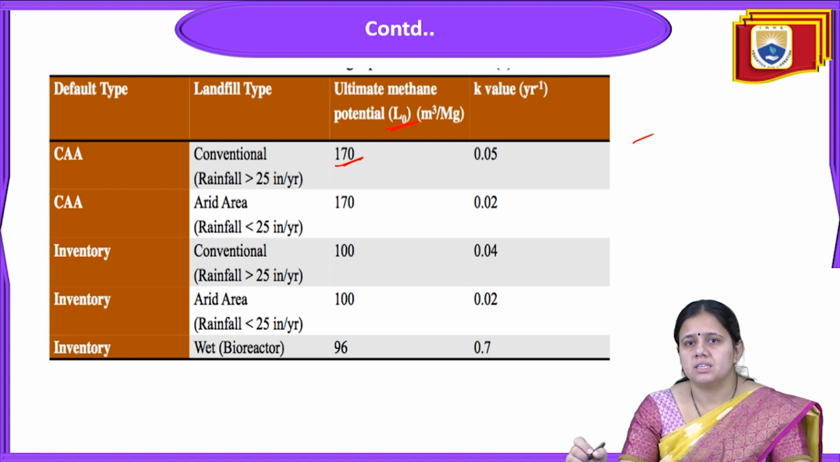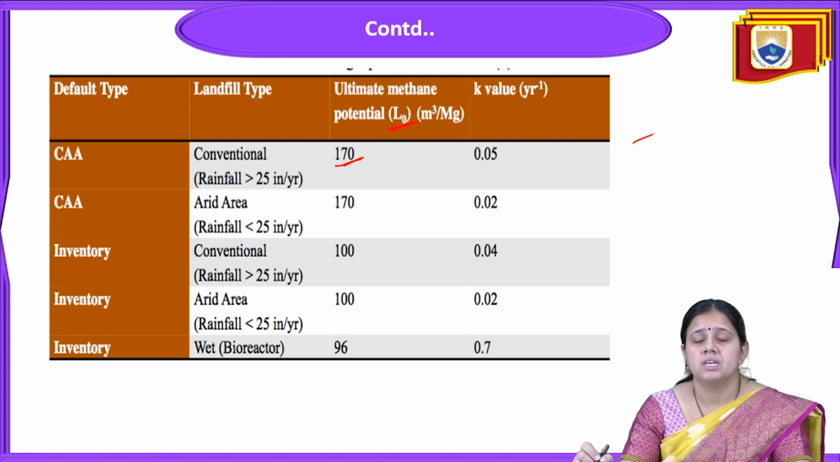In arid areas, the rainfall is less than 25 inches per year. So this is the arid area. In this type of landfill, the methane potential will be 170. Next is the conventional rainfall, more than 25 inches per year. It is an inventory type, and here the ultimate methane production will be 100 meter cube per Mg.